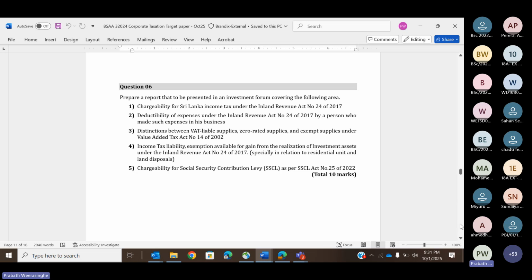Distinction between VAT liable supply, zero rate supply, and exempt supply. Income tax liability and exemption available to gain from the realization of investment assets. Charge and duty for the social security contribution levy.